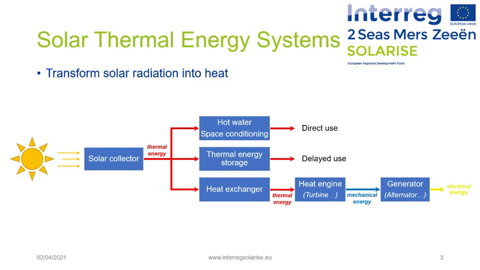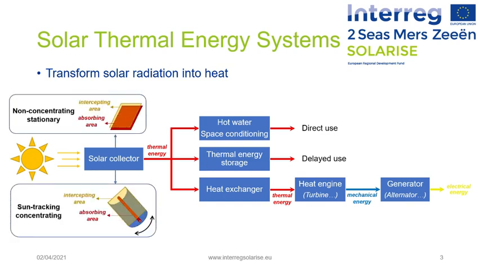There are different ways to distinguish solar collectors. It can be on the type of heat transfer fluid, for example, or whether they are covered or uncovered. But the most common way is to distinguish two main categories: non-concentrating stationary and sun-tracking concentrating.